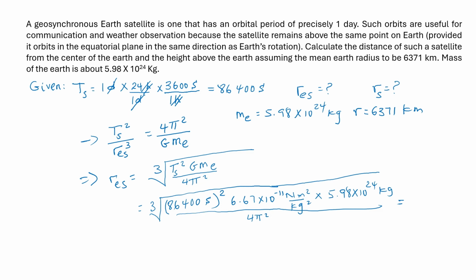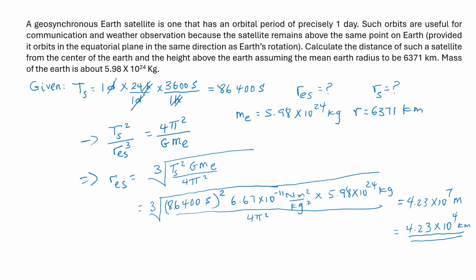And that yields 4.23 times 10 to the 7 meters. This is equal to 4.23 times 10 to the power of 4 kilometers. That will be the distance of the geosynchronous satellite from the center of the Earth.